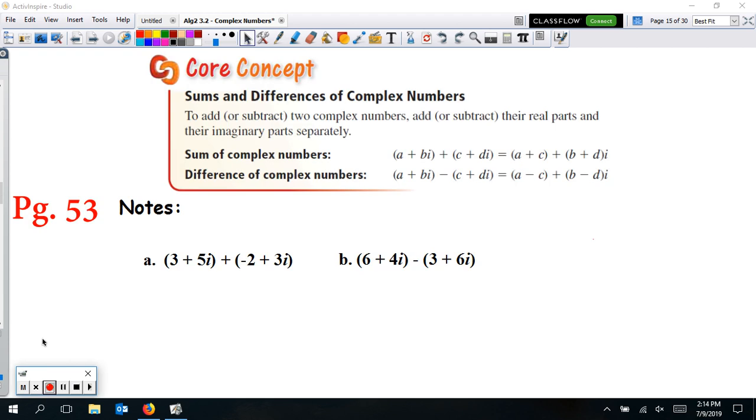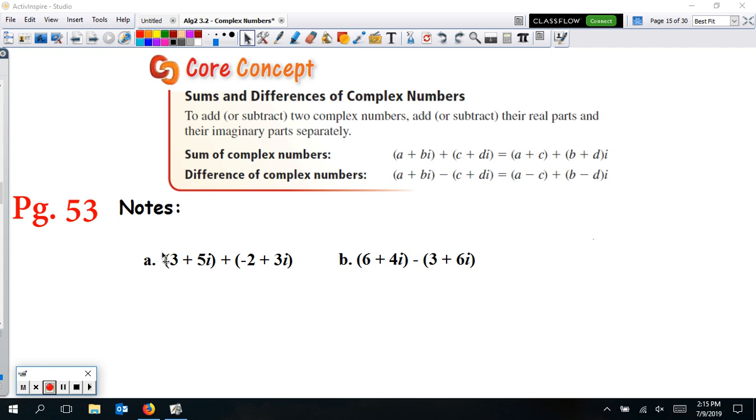Okay, so now we're going to start to do some operations with these complex numbers, starting with adding and subtracting. It says the core concept here, sum and differences of complex numbers. This is on page 53, and you can see what it shows you here, the sum of complex numbers. You're just going to combine the real parts together, a plus the c, combine the imaginary parts together, the b and the d with an i, and that's all it is. The same thing with subtraction. You're going to subtract the reals, subtract the imaginaries.